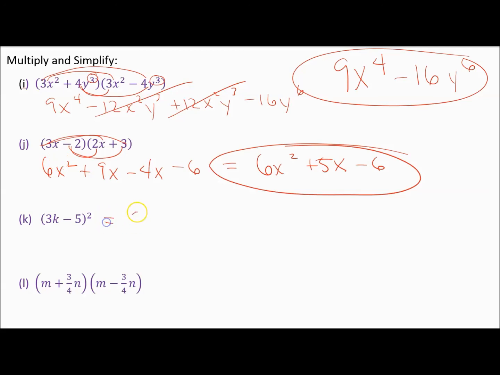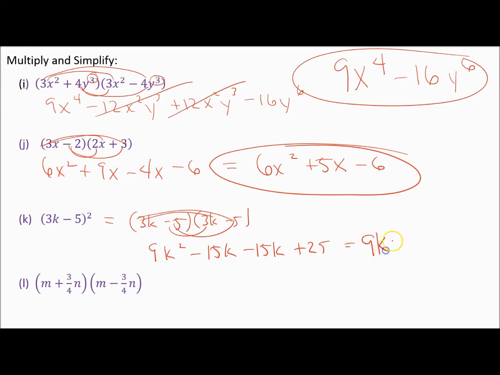Now this one is our binomial square problem. 3k minus 5 times 3k minus 5. So here the middle terms don't cancel. 3k times 3k is 9k squared. 3k times negative 5 is minus 15k. Negative 5 times 3k is another minus 15k. Negative 5 times negative 5 is plus 25. So final result is 9k squared minus 30k, because there's two of them, plus 25. So that's our binomial square pattern there.